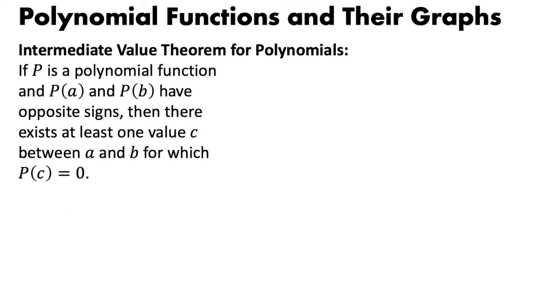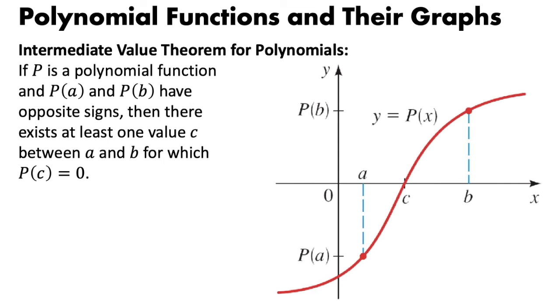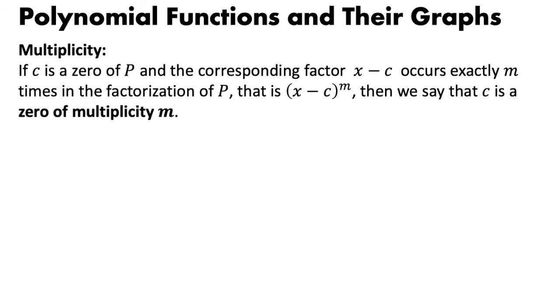So what is the intermediate value theorem for polynomials? If p is a polynomial function, and p of a and p of b have opposite signs, then there exists at least one value c between a and b for which p of c equals 0. So we can see on this graph, if p of a is negative and p of b is positive, or vice versa, there exists a c in between where p of c equals 0, because graphs of polynomials are smooth, continuous curves.